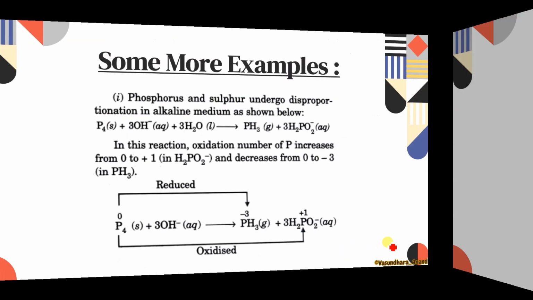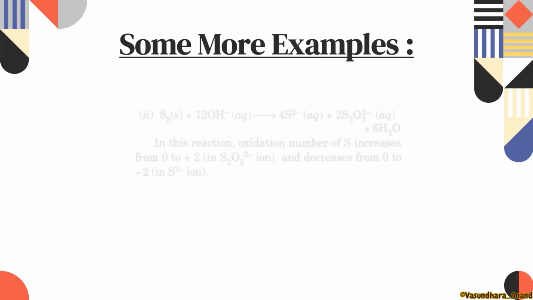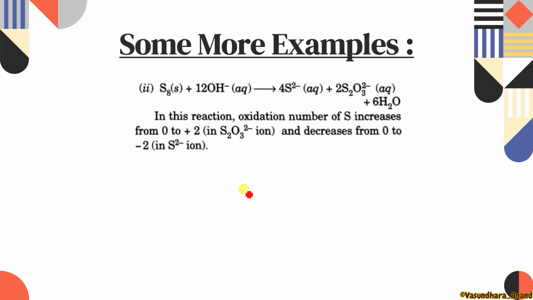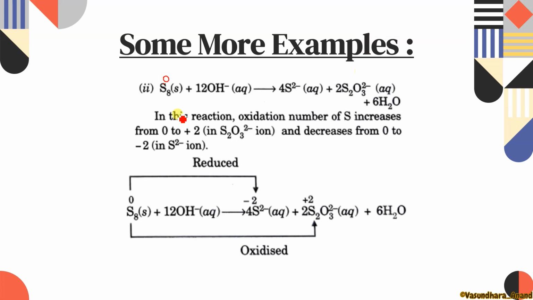Got it? Some more examples, with sulfur. Sulfur is again in the 0 state, and it goes to -2, so that is reduction. In S2O3, the oxidation number is +2, so the same sulfur is also oxidized. Here 0 to -2 is reduced, 0 to +2 is oxidized. Clear? In the same element, the same sulfur of the same compound, undergoes oxidation and reduction. That type of reaction is called a disproportionation reaction.